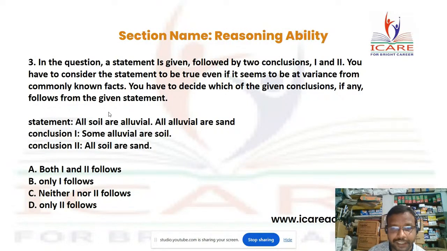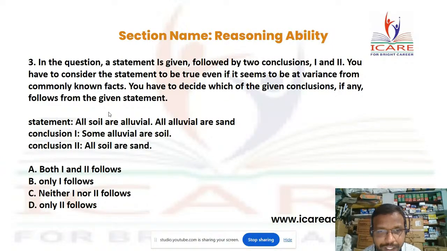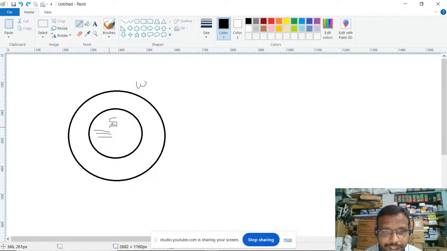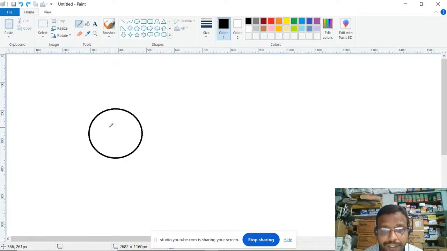Again, the same logical deduction or syllogism. All soil are alluvial and all alluvial are sand. Simple question actually, because both the statements start with all. So whenever all soil are alluvial, like this you have to take the Venn diagram.